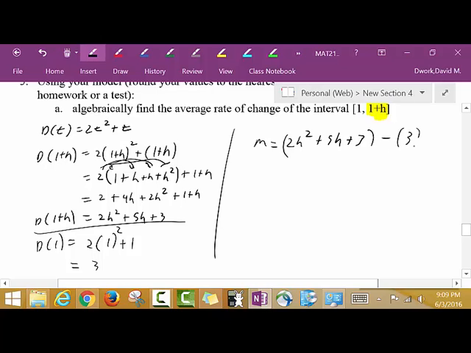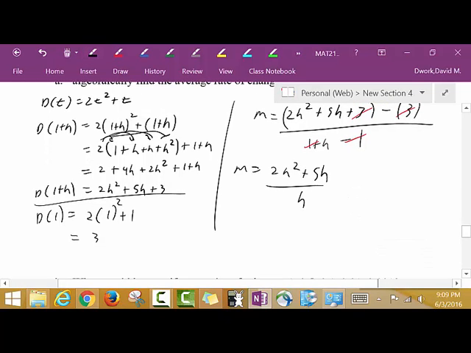minus y1 all over x2 minus x1. So now if I simplify that, the 1 and the negative 1 subtract, and then my 3 and my negative 3, those subtract, leaving me with 2h squared plus 5h divided by h. And now this is an awesome moment because you'll notice I have h's in every term in my numerator and h in the denominator, so I can now factor.